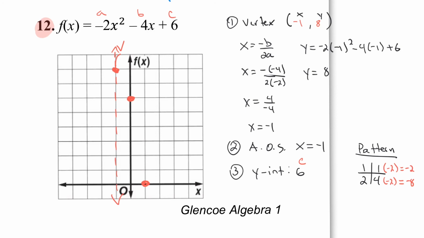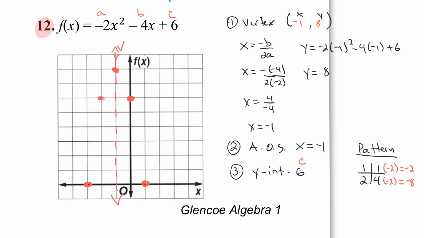Now you guys are going to reflect the points. So on the other side, I'm going to go 1 unit away. Notice this one is 1 unit away from the axis of symmetry. So 1 unit away here. And the one down here is 2 units away. So 2 units away on the other side, I make my other point right there.